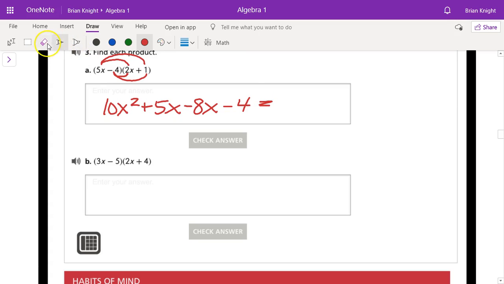Anyway, all right. Now, all you have to do after you do this is make sure you combine like terms. Y'all see why it's important to do the first lesson first, and now we're doing this one? Okay. So what's my like terms? 5x and negative x. What does that make? Negative 3x. So my final answer is 10x squared minus 3x minus 4.